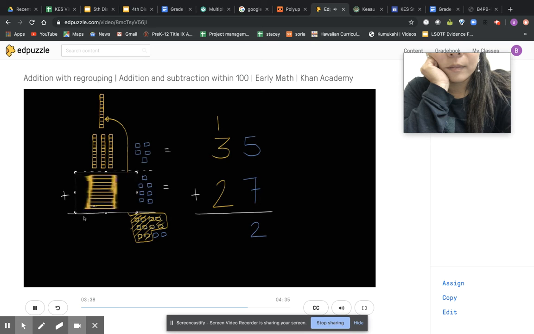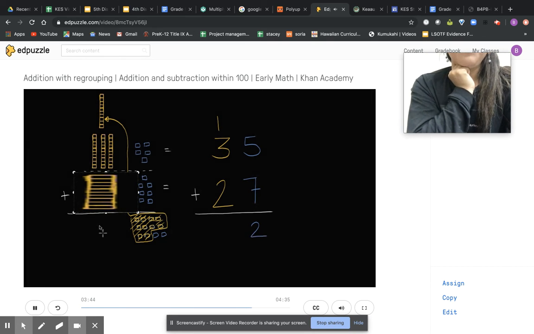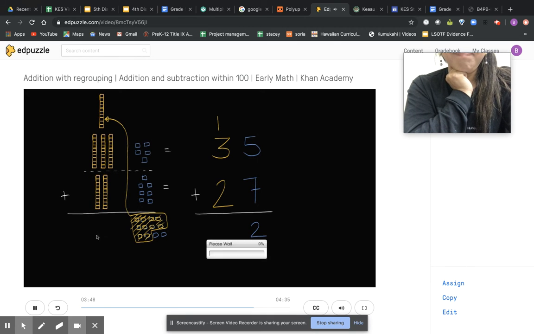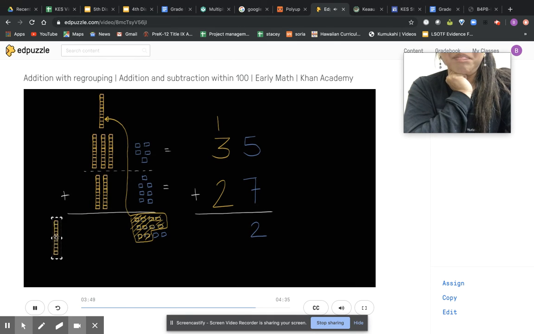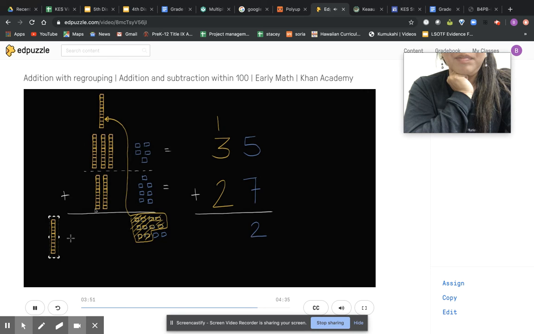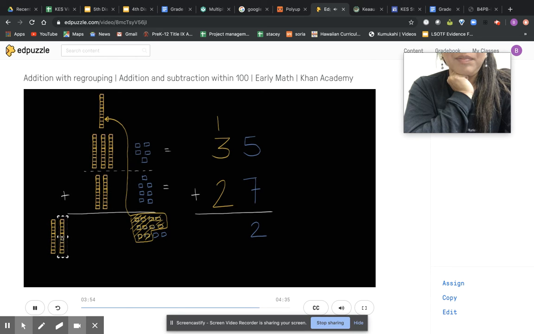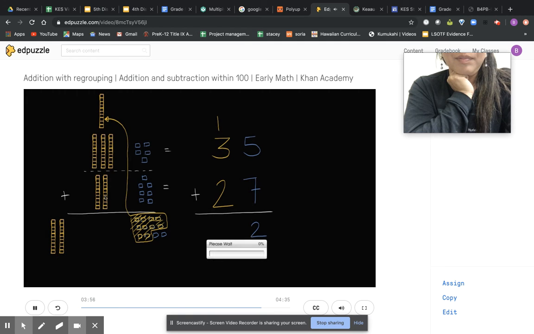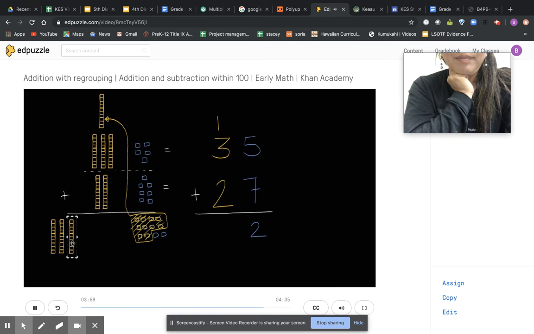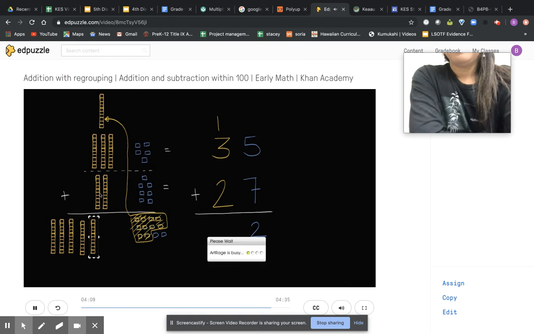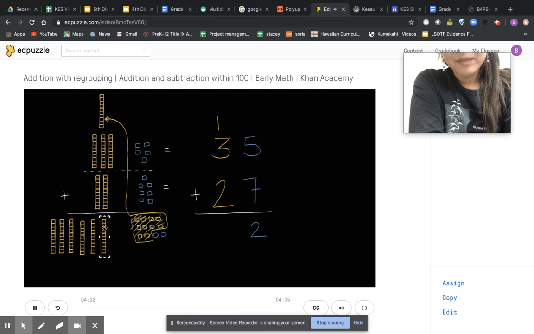So let's do that. So we have 1, we have 2, we have 3, and we have 4, and we have 5, and then we have 6, 6 tens.